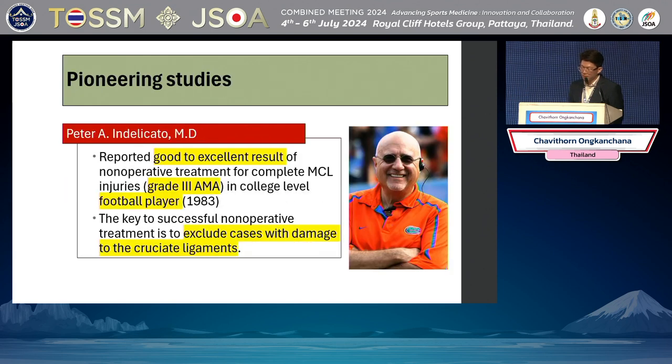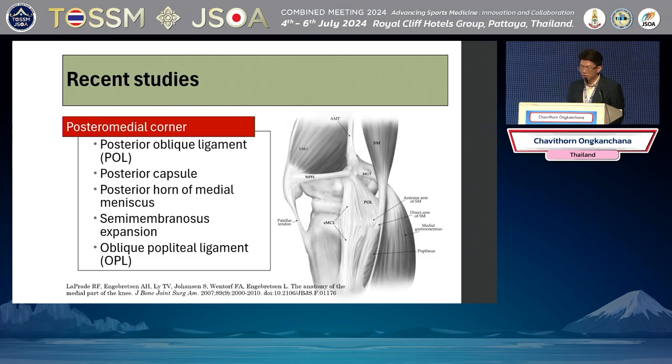One of the oldest publications about conservative treatment of MCL was done by none other than Dr. Peter A. Andrish. He published 4 studies which report all good to excellent results following conservative treatment in grade 3 AMA, or complete tear MCL injury, even in high-demand patients. But he also noted that the key to a successful non-operative treatment is to avoid patients with a concomitant cruciate ligament injury.